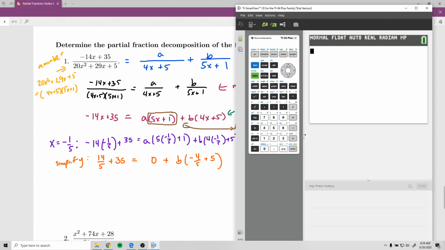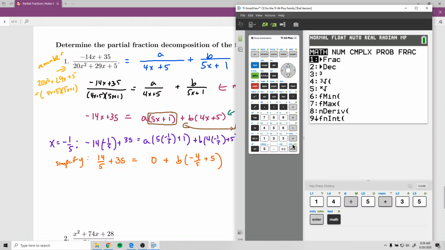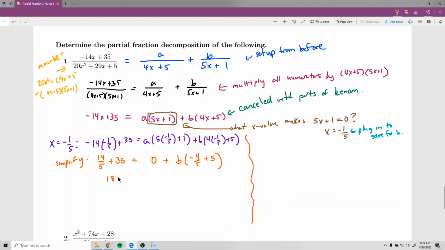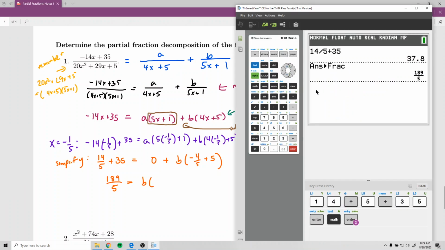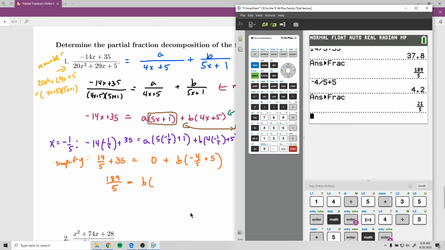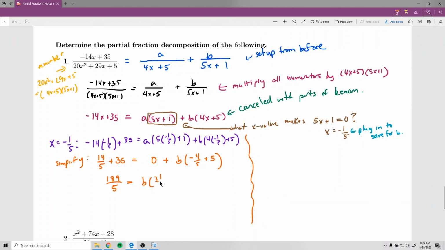So I'm just going to simplify the fraction on each side. The one on the left, 14 divided by 5 plus 35, and then make it a fraction: 189 over 5. And on the right side, we have our b, 0 is useless, and the inside, negative 4 over 5 plus 5. Make it a fraction, and we get 21 over 5. So we have 189 over 5 equals b times 21 over 5.